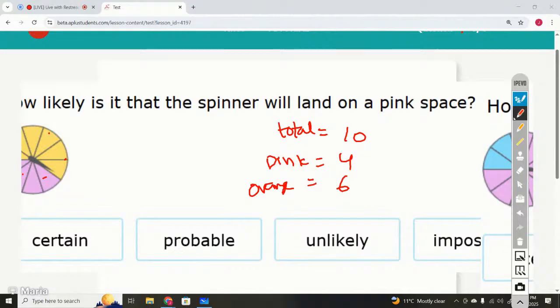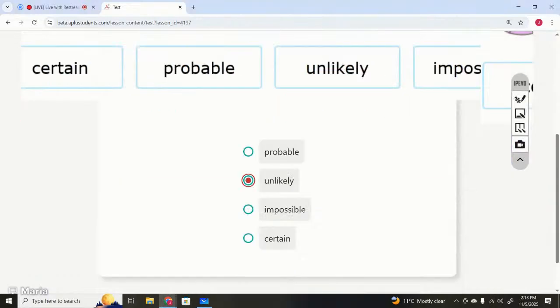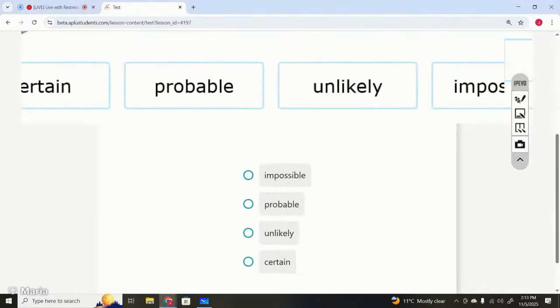So the question is how likely is it that the spinner will land on a pink space. The spinner has a smaller pink portion than orange, isn't it? Because you have 6 orange portions and 4 pink. So the spinner has more orange portion than pink. That means it is unlikely to land on pink because the spinner has a smaller portion of pink than orange. The correct option is unlikely. Option number 2.